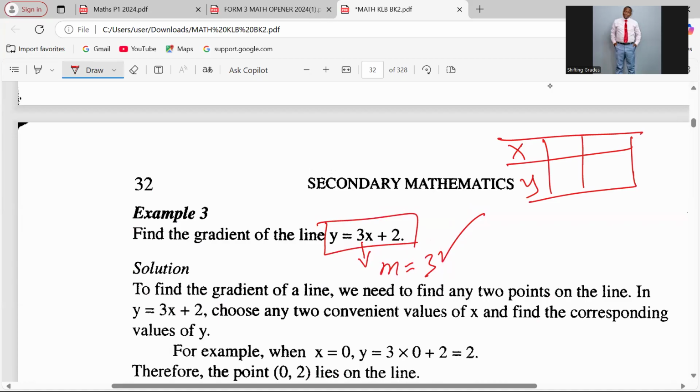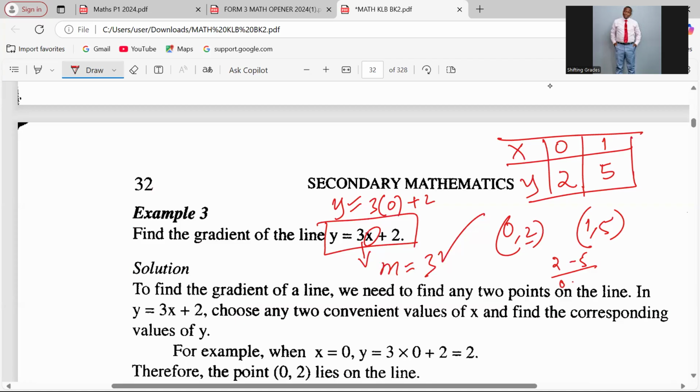Remember, we need only 2 coordinates. When x is 0, for example, and we substitute in this equation, you shall discover that when x equals 0, the value of y becomes 2. When you substitute, y equals 3 times 0 plus 2. Then when x is 1, we substitute 1 at this point, and it will be 3 times 1 plus 2, which is 5. So the 2 coordinates are (0, 2) and (1, 5). So to get the gradient, we need 2 minus 5.